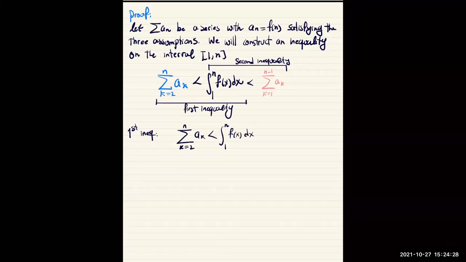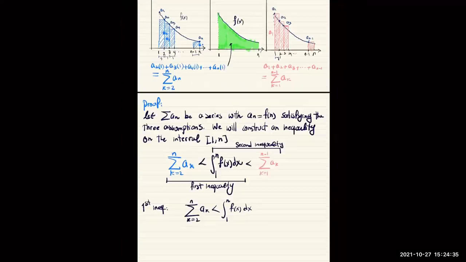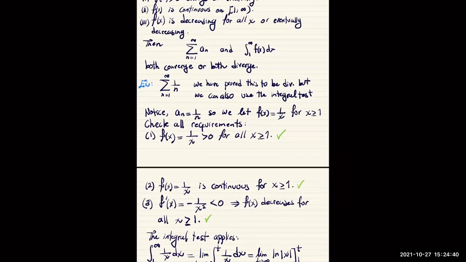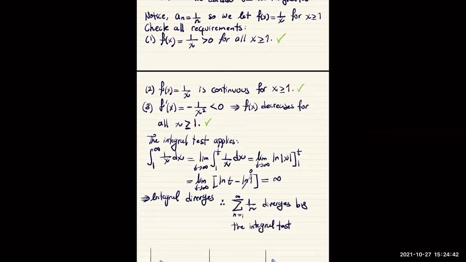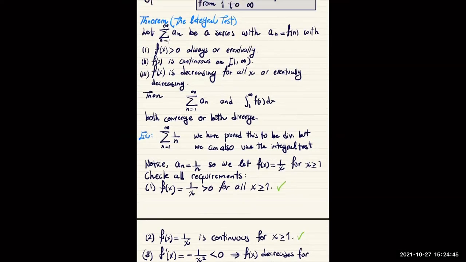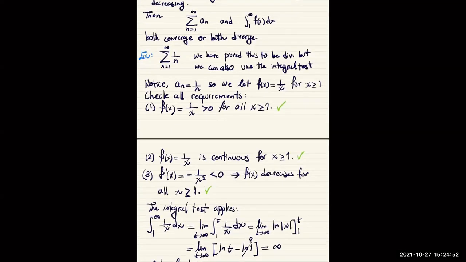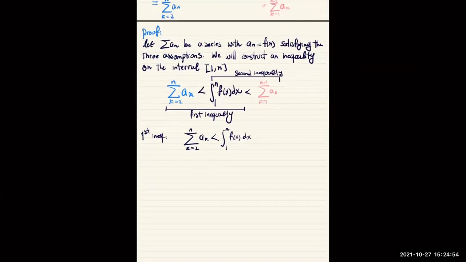Okay, now our series starts with 1. We're trying to prove the integral test. If you look at it, again, the series begins with n equal to 1. Here is my integral test theorem. So I have to make an adjustment to this inequality so that the series begins with 1. I want to have that consistency.